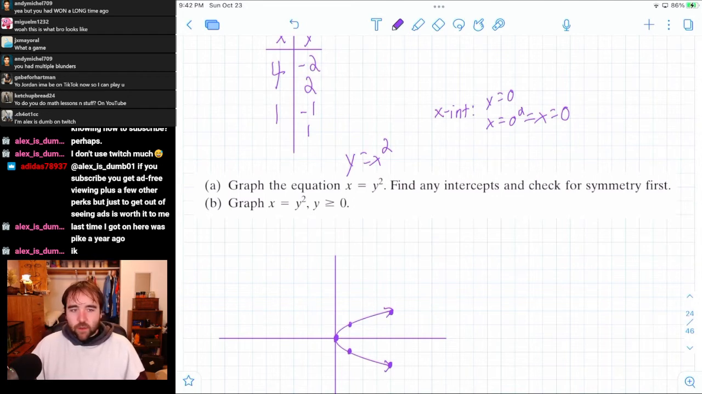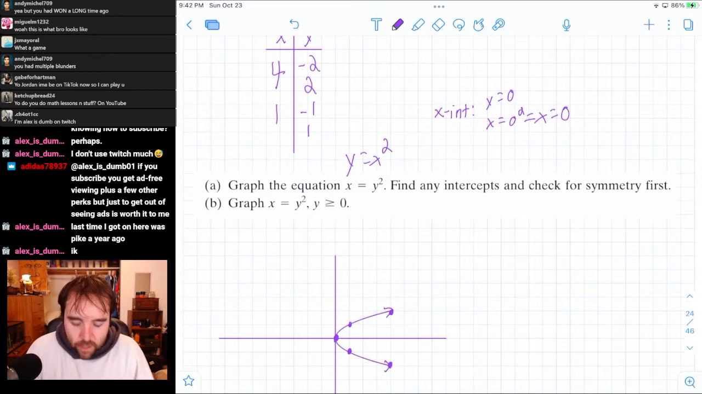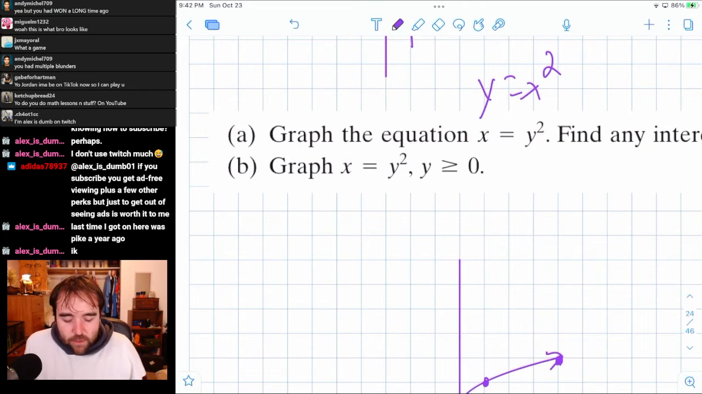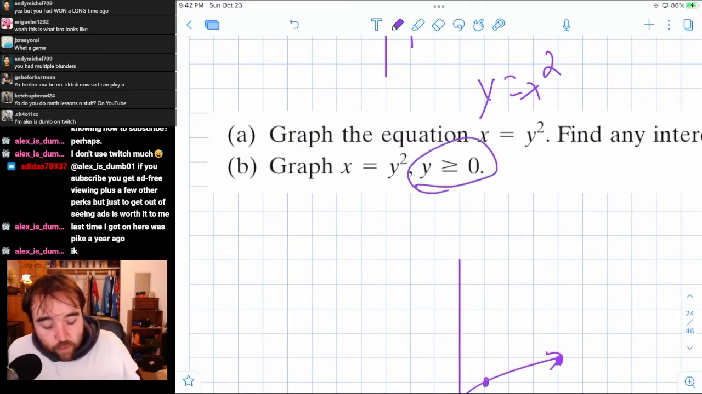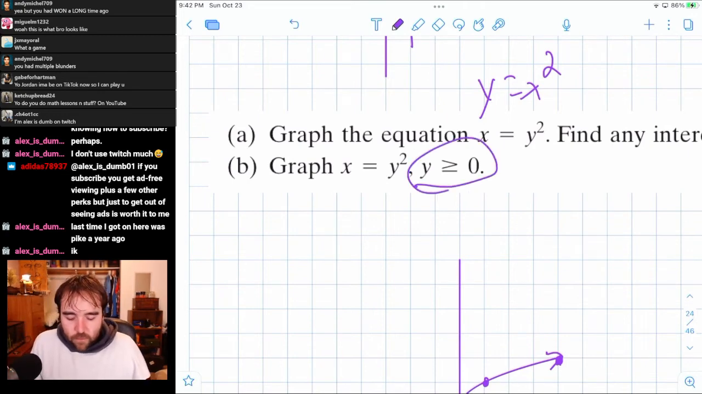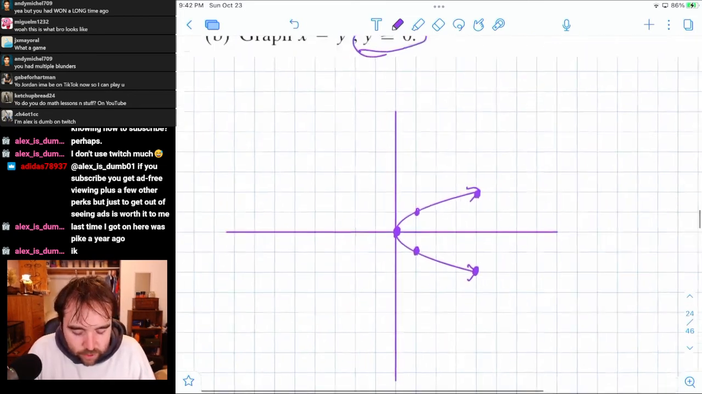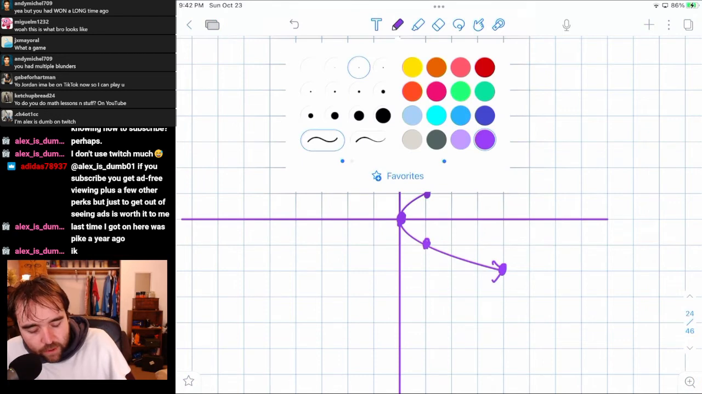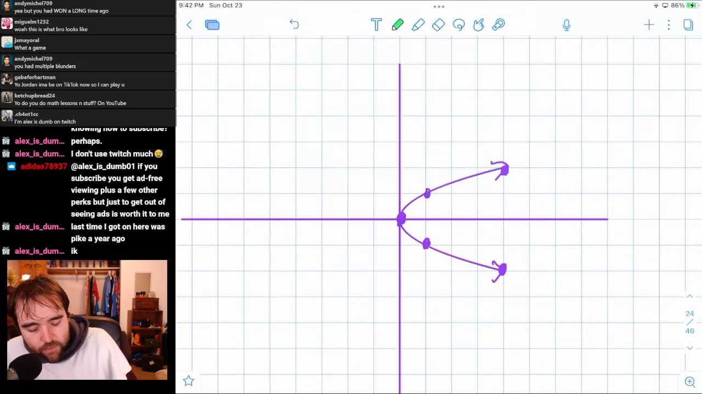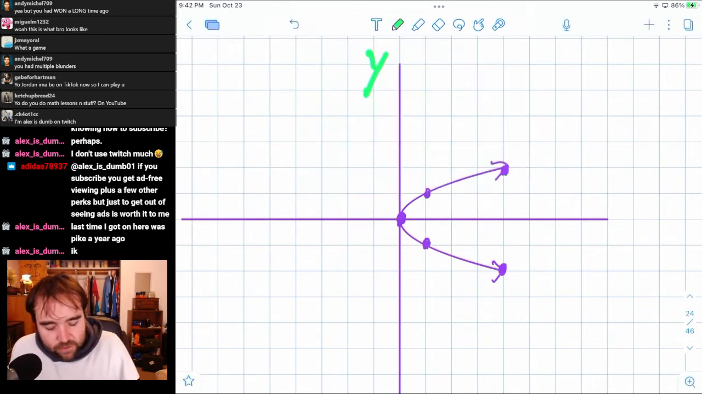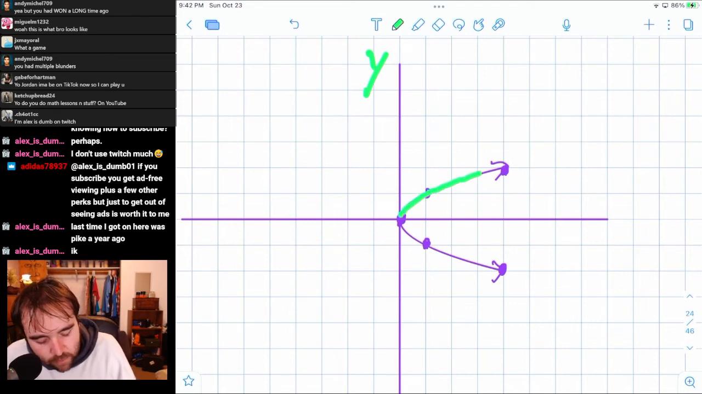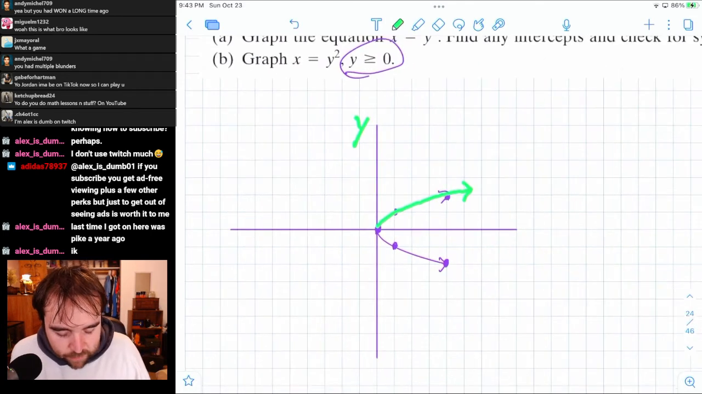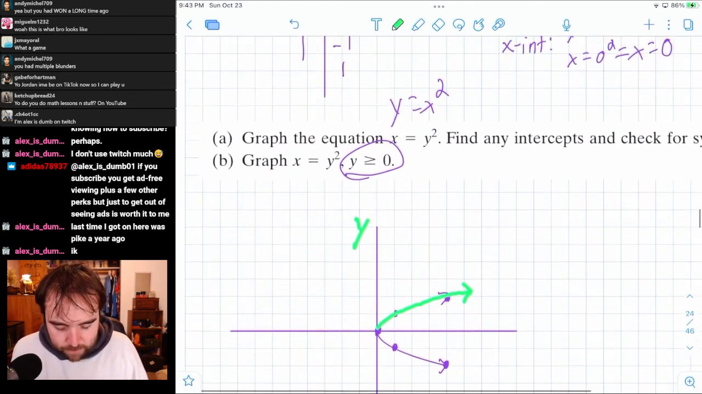How is b different? Notice how in b, they're only asking for when y is greater than or equal to 0. So we can really just look at our graph. We don't need to do that. If they're talking about when y is greater than or equal to 0, you need to remember that's the y-axis. So we just care about this part when it's greater than or equal to 0. So it's just the top part of that parabola.